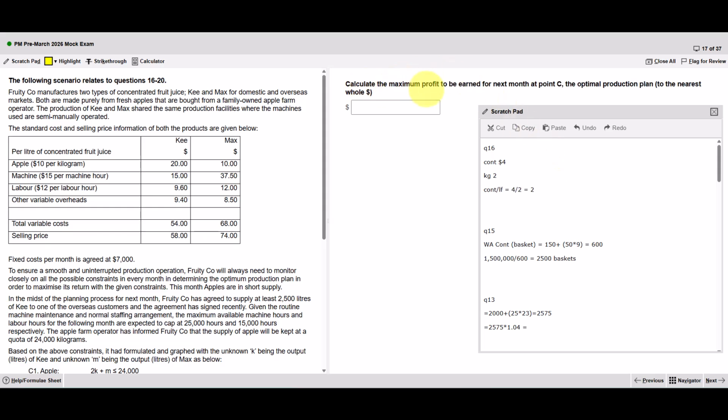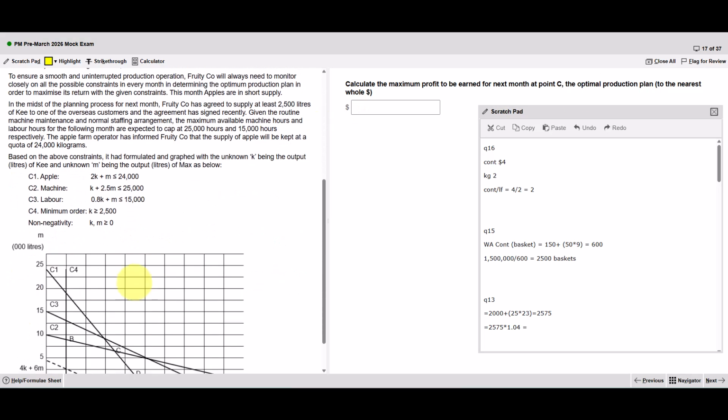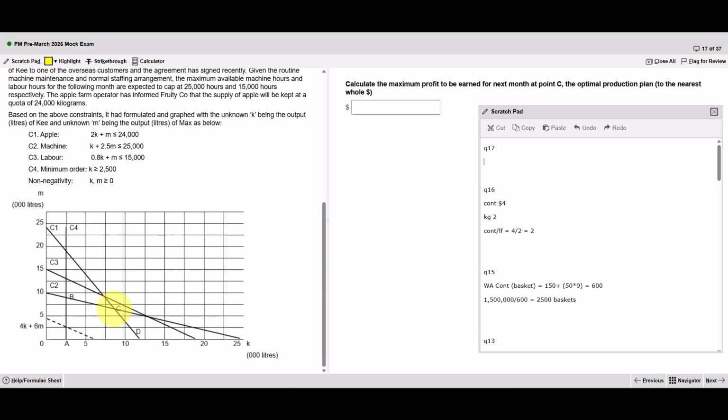Next, we need to calculate the maximum profit to be earned for next month at point C. And it's telling us that's the optimal production plan to the nearest whole dollar. Point C is here on the graph where my arrow is. And you see it's the intersection of the lines C1 and C2, C1 being this one here and C2 being this one here. Because it's an intersection, the value of K is the same for both lines and the value of M is the same for both lines.